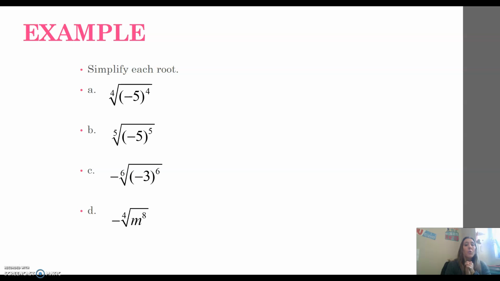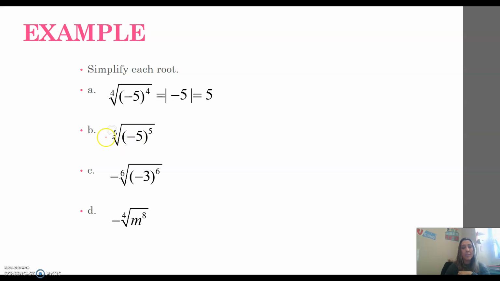Okay, so we're going to do the first one. We want to find the fourth root of negative 5 to the fourth power. My index is even. The power inside is even. So both are even. They have to be the same, so they undo each other. We're going to end up with the absolute value of negative 5, which is 5.